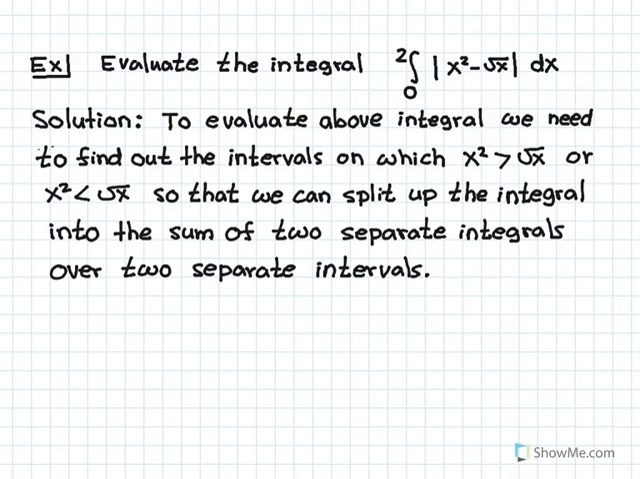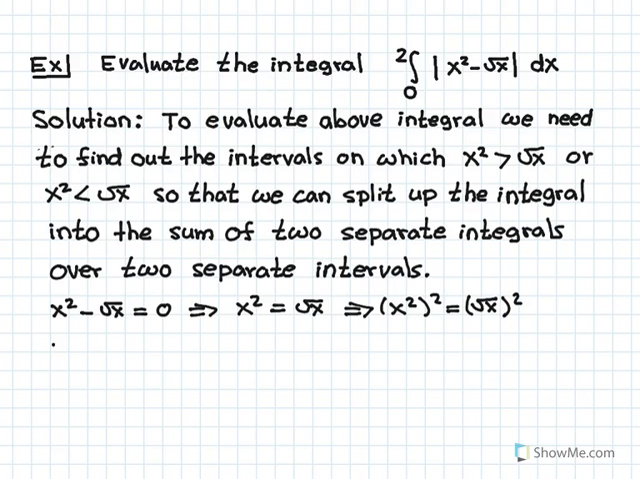So the first thing we're going to do is make the inside of the absolute value equal to 0. So that's x squared minus root x equal to 0. And we're going to solve for x. So we get x squared is equal to root x. Let's square both sides. We get x squared all squared is root x all squared. That's x to the 4th is equal to x. Now bring the x on the left-hand side. We get x to the 4th minus x equals 0.